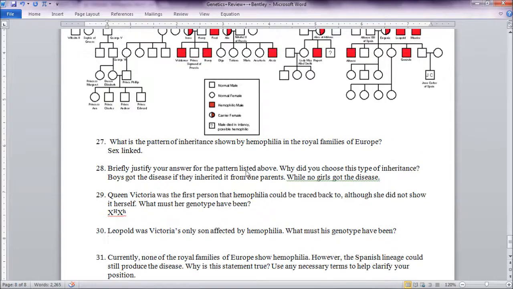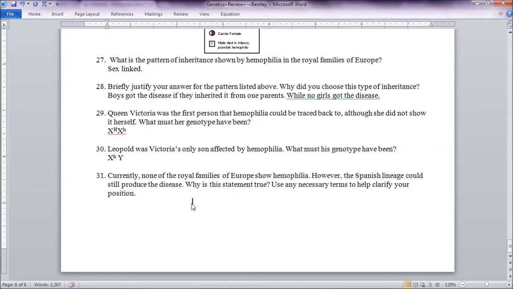His genotype must have been X. Oh, not a second X, just a Y. And so if he had the disease on that X, it must have been the bad copy of the hemophilia. So currently none of the royal families of Europe show hemophilia. However, the Spanish lineage could still produce the disease. Why is this statement true?